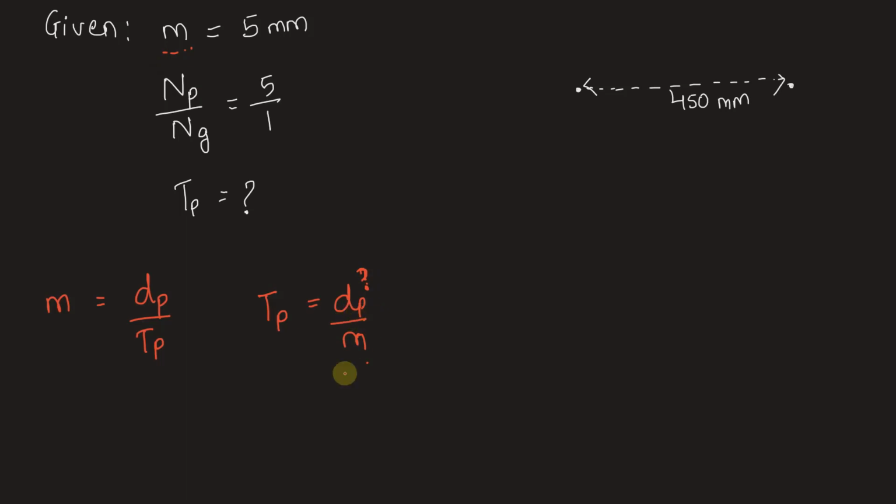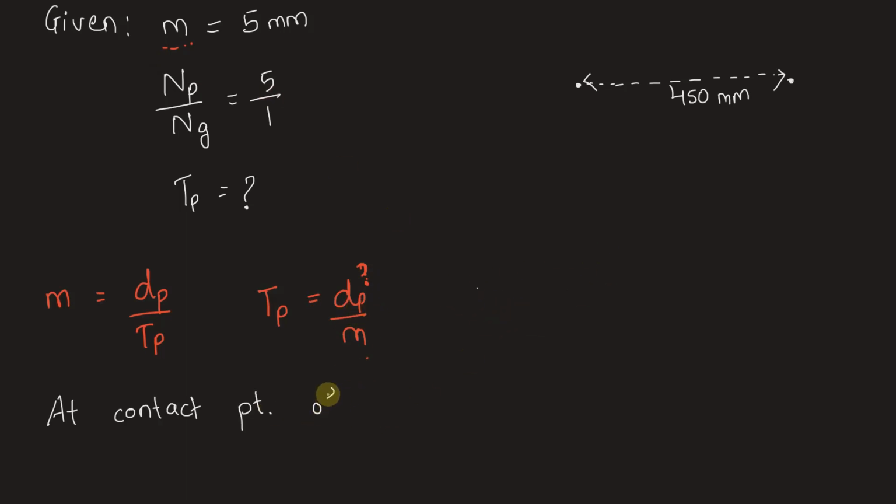To calculate the diameter, we'll use the fact that at the contact point of gears, the velocity is going to be equal for both gears, because that is a unique point, and for that unique point it is going to move with only one velocity. One point cannot move with two velocities at the same time. That is why it is going to move with a unique value of velocity.